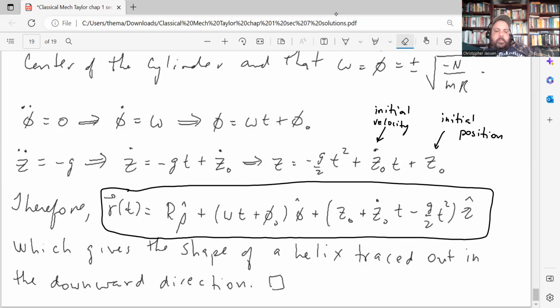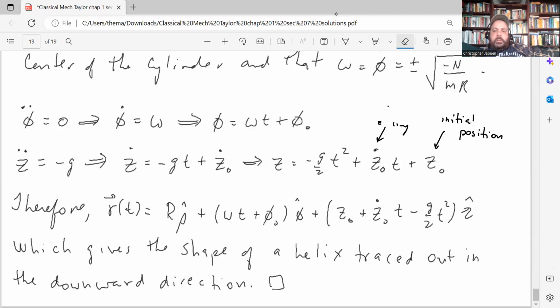I think that's the last problem from this section. Just erase this stuff here. Yeah, I think that's the last problem in the section. So let me stop the screen share. All right, so that's the end of chapter 1 in the Taylor book.